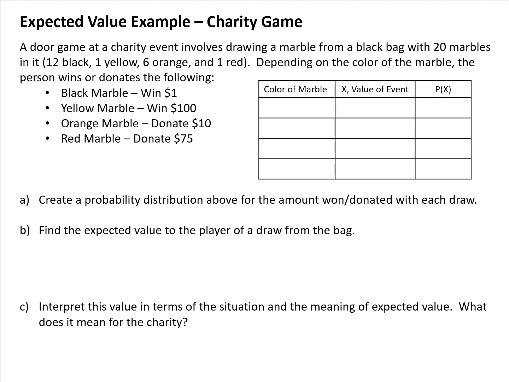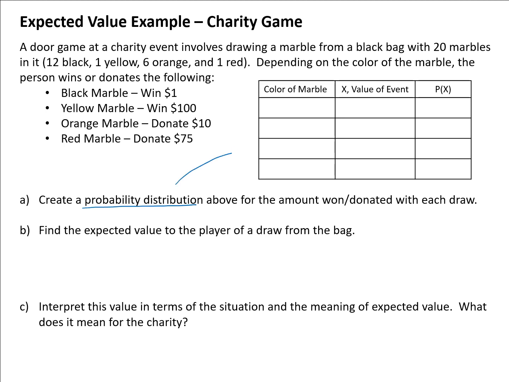If they draw out a black marble, they're going to win $1. If they draw out the yellow marble, they win $100. If they draw out the orange marble, they donate $10. And if they draw out the red marble, they donate $75. So let's look at organizing this information and all possible things that could happen into a probability distribution.